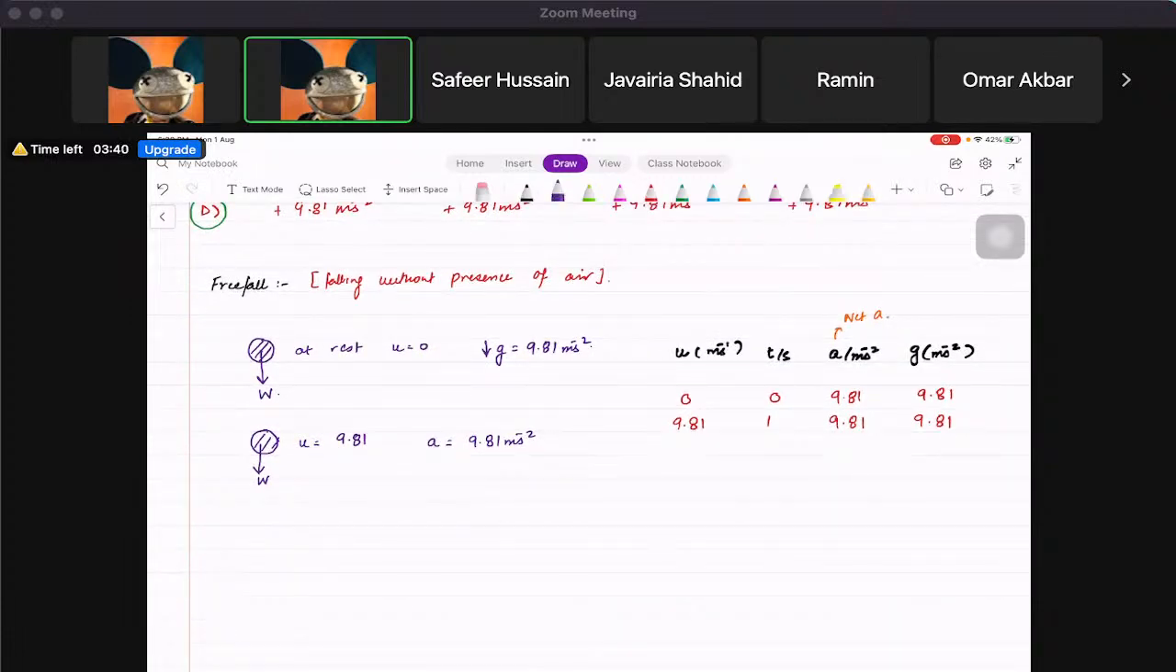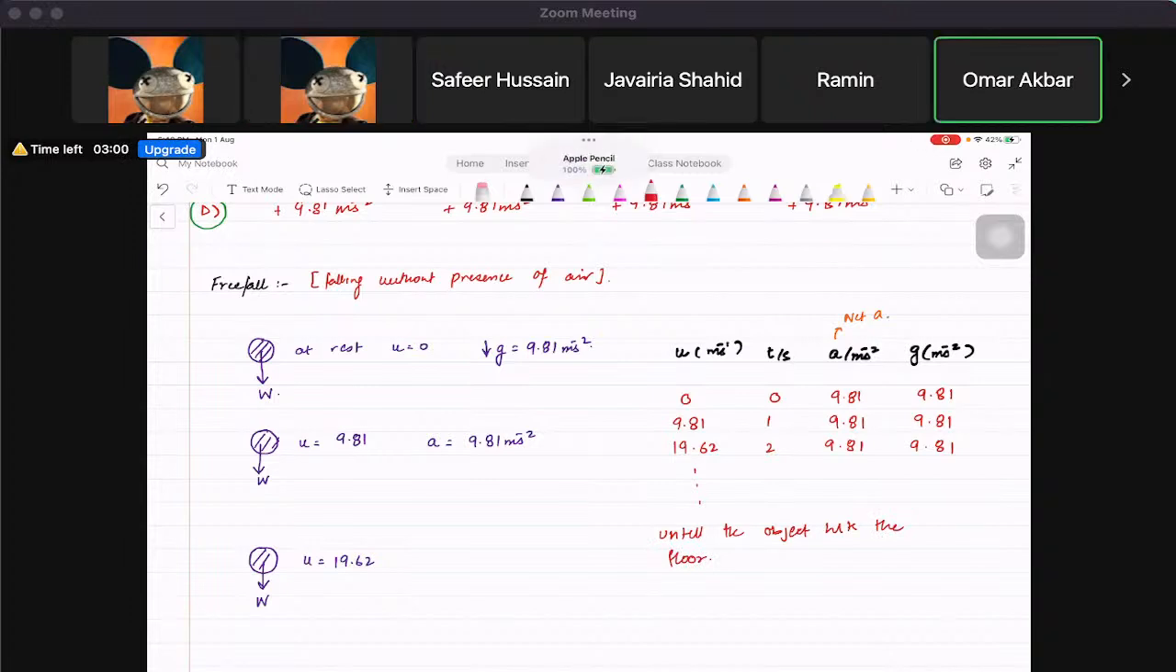In the next second, it will continue to fall. Now the speed will increase to 19.62, which means 9.8 plus 9.8, because acceleration adds up. So it's 19.62 in the second second. The acceleration is the same as the g. Is it clear, everybody? It will continue to do so until the object hits the floor. Is it clear, everybody? Yes, sir.